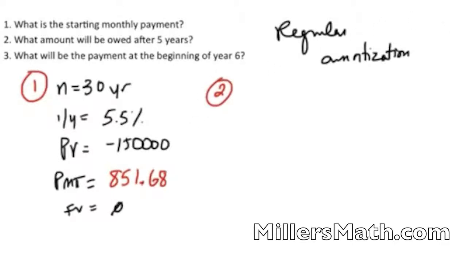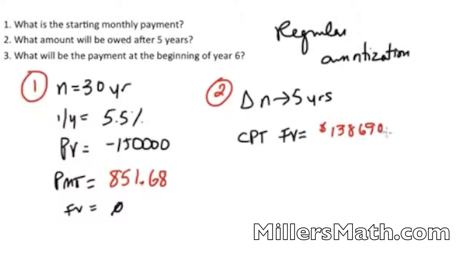Now, for question 2, how much will we owe after 5 years? Simple. None of this stuff is changing. The only thing that's changing is the amount of time. So we change N to 5 years, and we compute our future value. And when we do that, 5, second N, compute future value, $138,690.01.